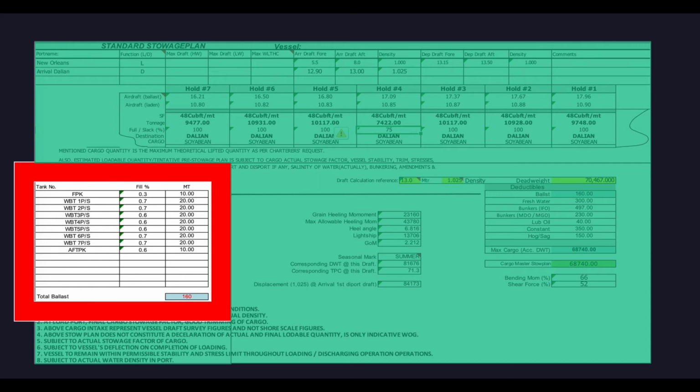This table shows the quantity of ballast water in each ballast tank. For example, the water ballast tanks number 2, port and starboard, are filled with 0.7% ballast water, which is equal to 20 metric tons. Here we have a total of 160 metric tons of ballast water.